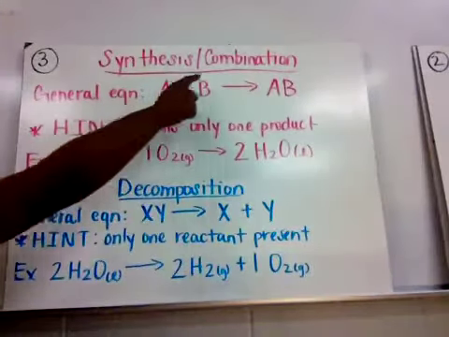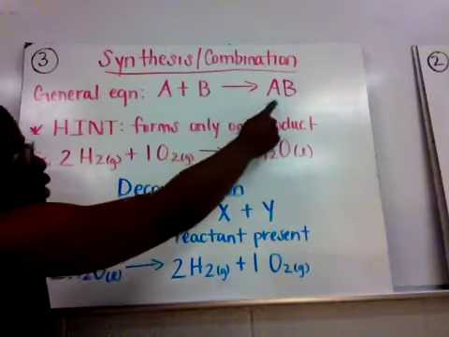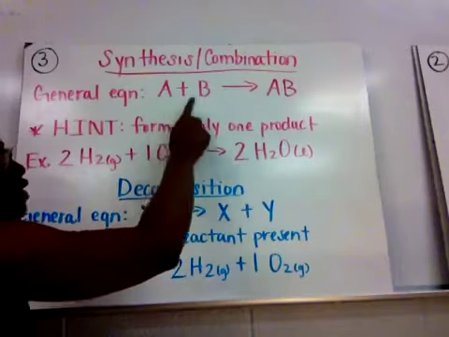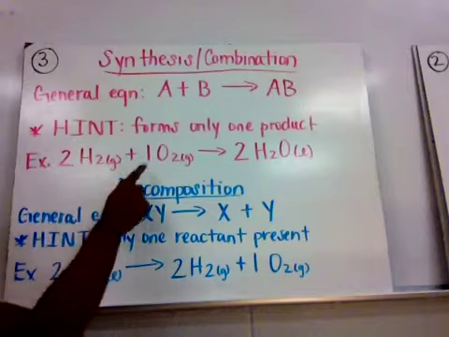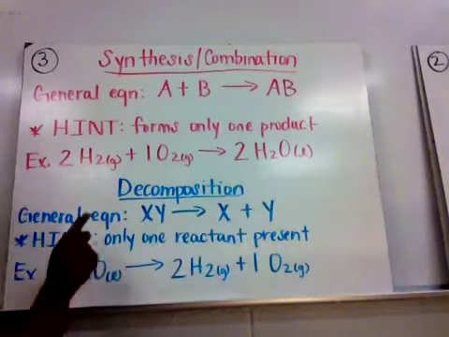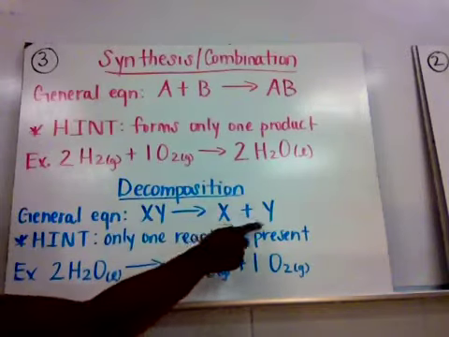So synthesis or combination reaction, the general equation is A plus B, and that's going to yield AB. The hint here, it forms only one product. Remember, reactants are on the left and products on the right. The example here is 2 molecules of hydrogen gas, 1 molecule of oxygen gas, and that's going to yield 2 molecules of water.